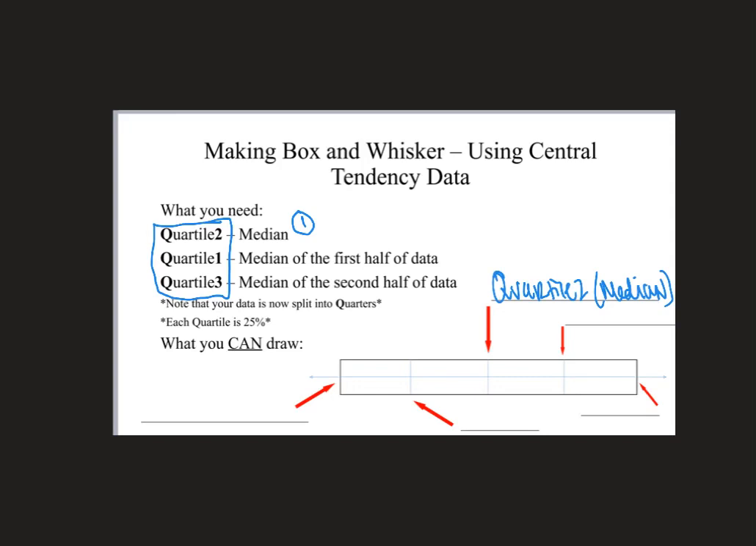Quartile 1 is the median of the first half of the data. So I have this first half of my data, and half of it is right here, and that's going to be my Q1. Now, let me fix this just real quick. Our box is going to be here, and this is going to be a dot, and this one's going to be a dot.